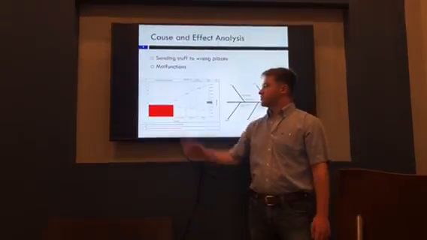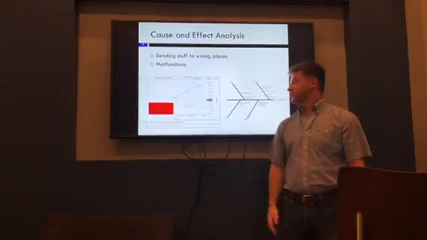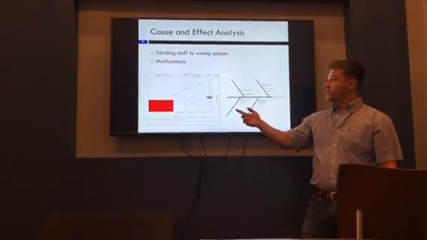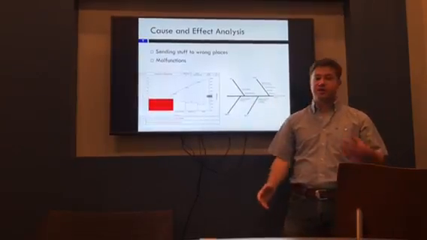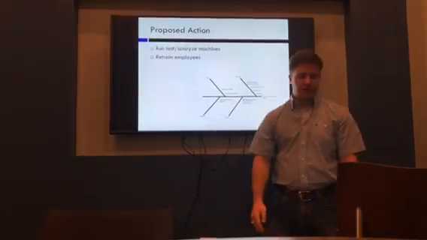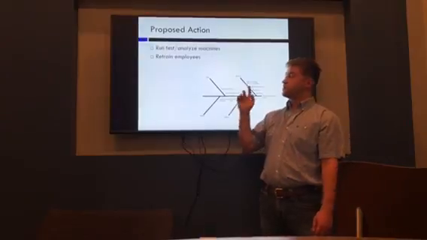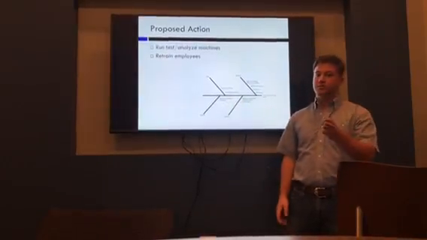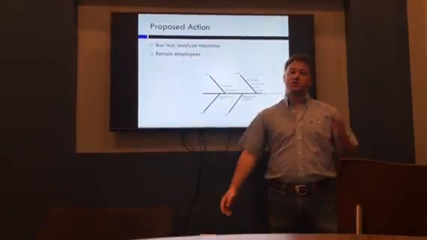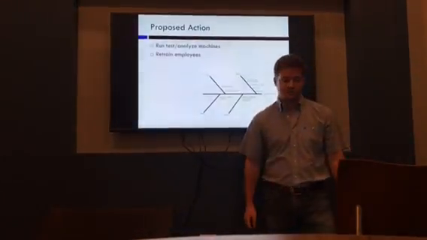So broken tools, machine wasn't running right, snapped a tool, happens. Missing parts, this says people could be stealing it, or employees aren't putting it where it's going or something like that. And then a proposed action would be to run test analysis on machines to make sure they're running better, running the right speed, not breaking any tools, and then retraining employees on how to make sure the machines are running correctly. And that is it.